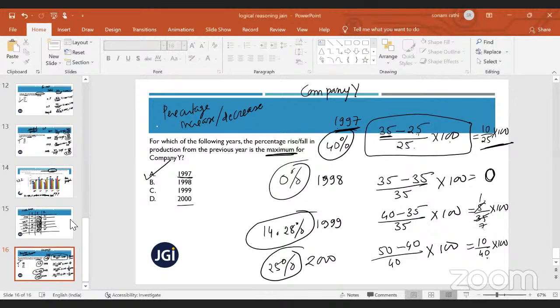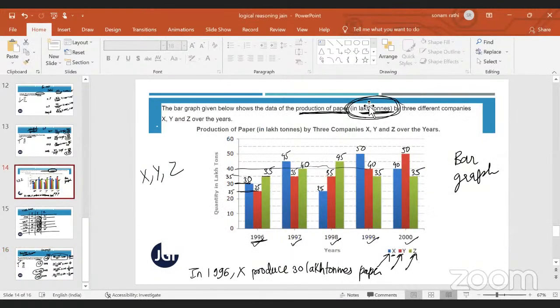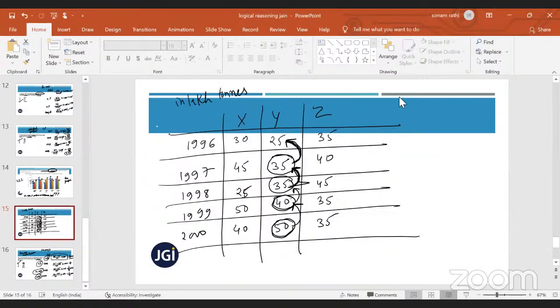Okay, I'll share this screen. Those who have not noted down, please take a screenshot of this screen. And if you want, you can note down the table also. The same data I have written in the form of a table. Because in a table, it becomes easy to see, right?